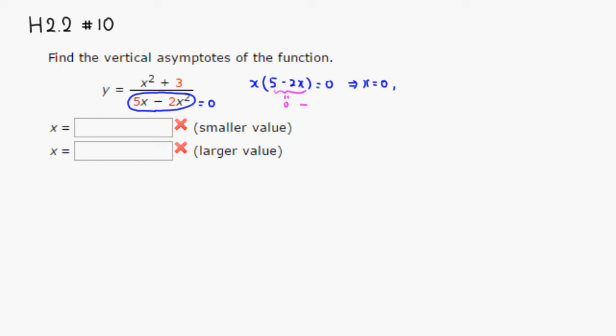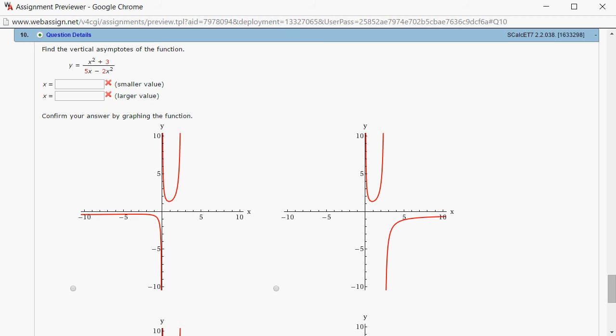I'm going to add 2x to both sides, so you have 5 equal to 2x. Then we divide through by 2 to get 5 halves equal to x. So the smaller value is x equals 0, and the larger value is x equals 5 halves. Let's type it in. We have a 0 there and a 5 halves.